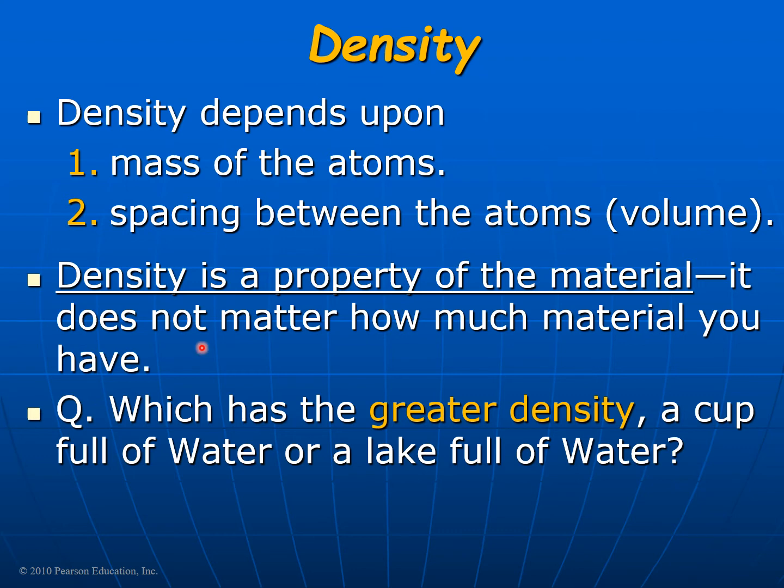To explain this a little bit further, let us have this question: which has a greater density, a cup full of water or a lake full of water? Obviously, in both cases they are water, and water has a fixed density. So both of them have the same density. The ratio between mass and volume for the cup is exactly equal to the ratio between the mass and the volume of the lake. So both of them are water, and both of them have the same density.